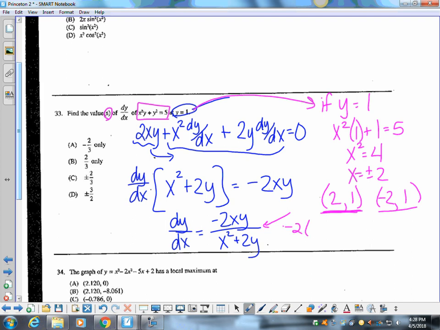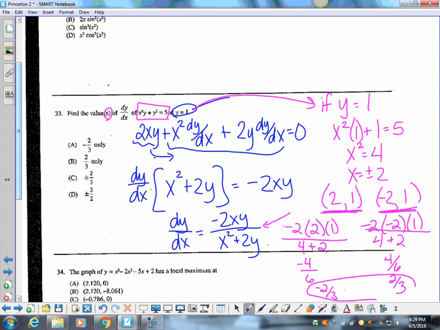So negative 2 times x is 2, y is 1, over 2 squared, which is 4, plus 2 times 1, which is 2. So that'd be negative 4 over 6, which is a negative 2/3. Okay. Now I'm going to do this one. So negative 2 times negative 2 times 1 over x squared, which would still be a 4. 2 times 1, which is still a 2. It's now a positive 4 over 6, which is a positive 2/3. So it looks like I'm getting positive and negative 2/3.